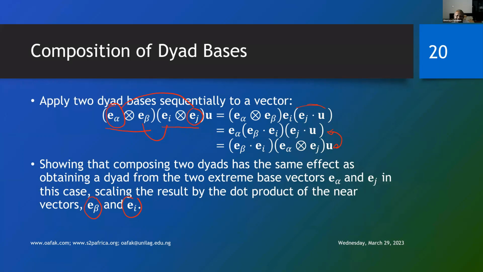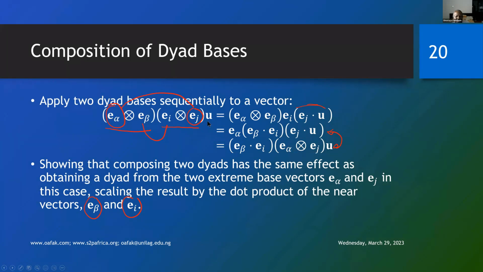If you look at the last line, if we do a very simple gymnastics here, you will see that we don't need to go through all the steps. Whenever you are taking the composition of two dyad bases, all you need to do is a composition of the furthest apart, e_α and e_j. The two that are furthest apart, do a composition of them, and do a dot product of the two that are next to each other. If you do that, you are going to get the same answer. That's the shortcut to the answer.